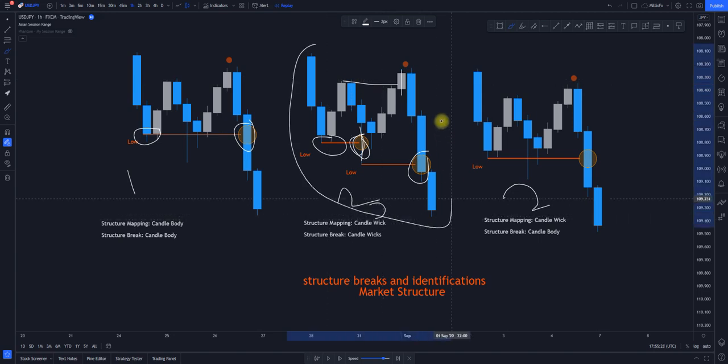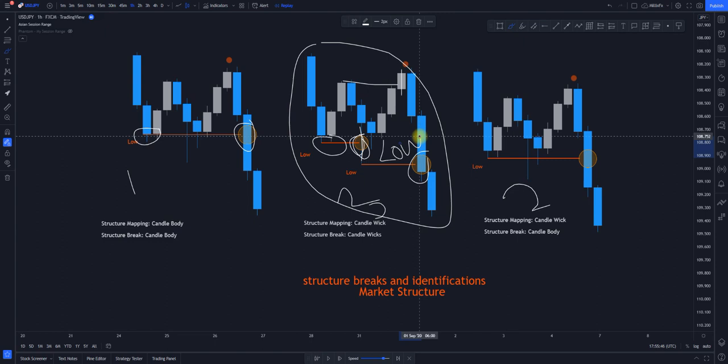So I will advise every beginner to stay away from this type of structure mapping, because it can be a little bit trickier when it comes to trading. We use this mostly in the lower time frames, right? The more you advance in the trading industry, you get to understand how structure breaks on the lower time frames, hence you consider most of them and then you leave the rest, right?